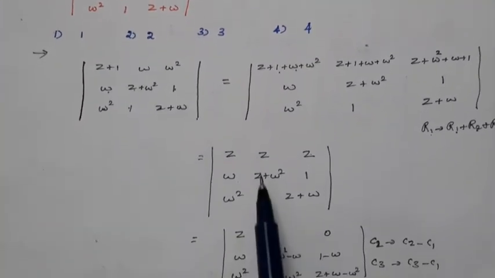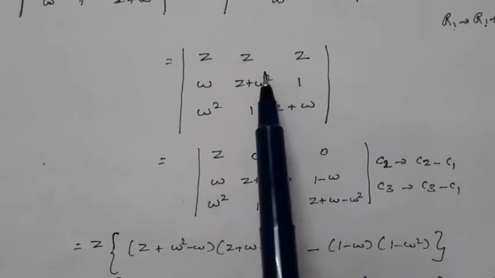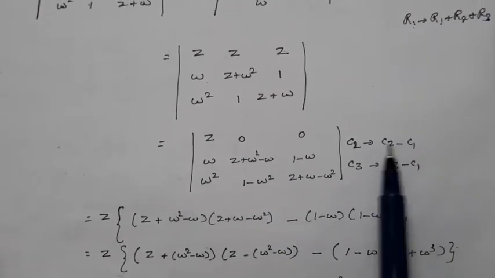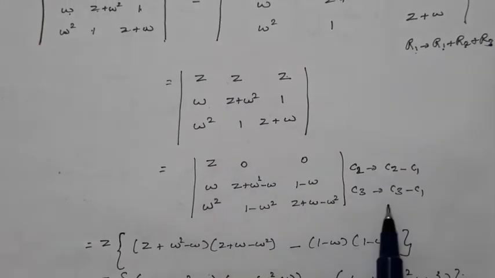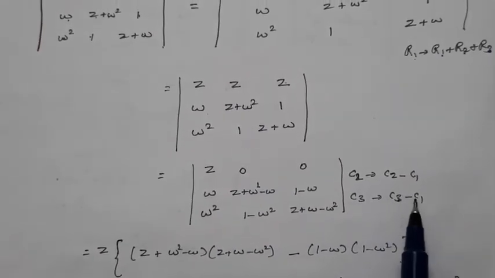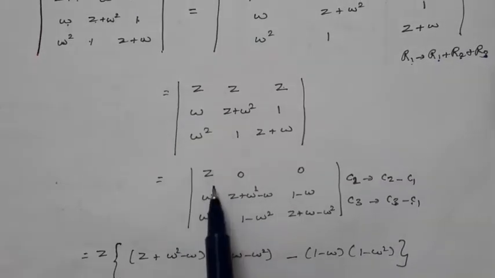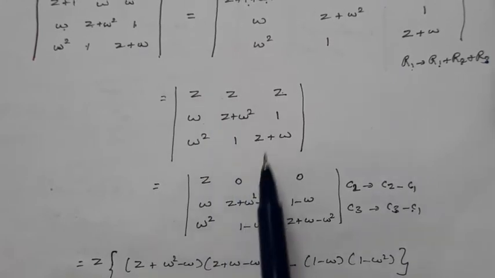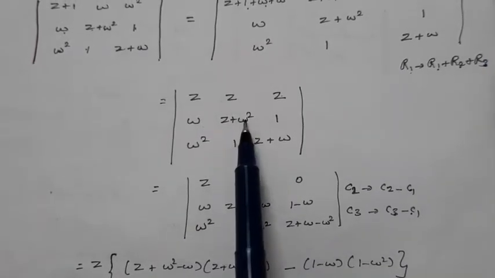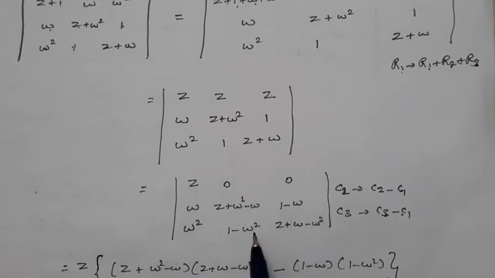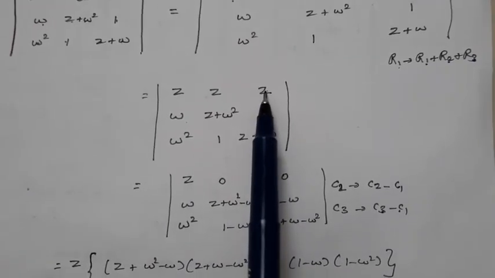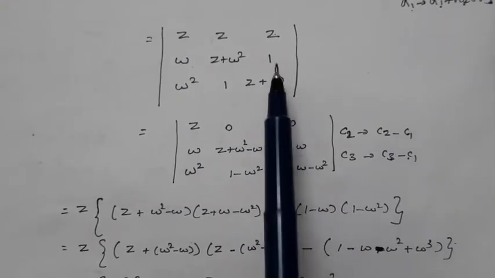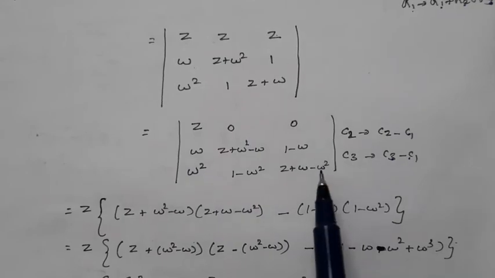Now, to get more zeros in order to evaluate the determinant, let us do the column operations C2 goes to C2 minus C1 and C3 goes to C3 minus C1. Keep C1 as such, and subtract column 1 from column 2. So Z minus Z is 0, Z plus omega squared minus omega, and 1 minus omega squared. Again, to make this one 0, we subtract C1 from C3. So C3 becomes 0, 1 minus omega, and Z plus omega minus omega squared.